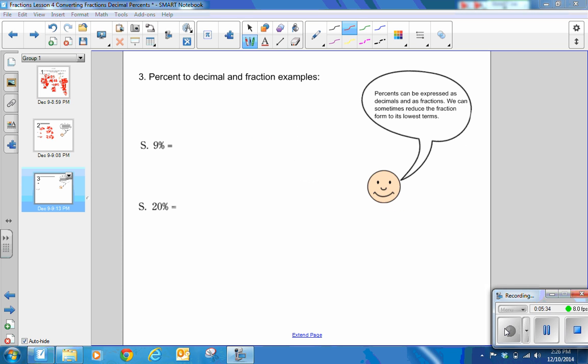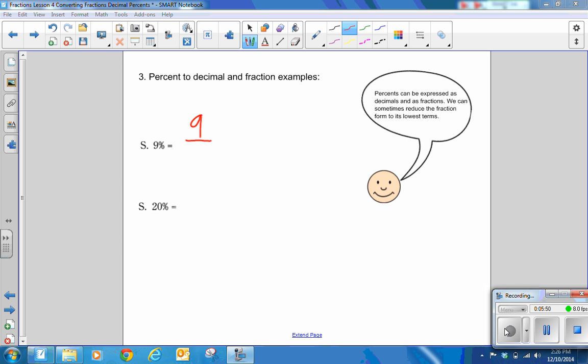Now, we can express percent as decimals and fractions. So, percent means per 100. So, if you look at the first example, you have 9%. All it means is 9 per 100. 9 hundredths. Now, how do I write 9 hundredths as a decimal? I have 0, and then I don't have any tenths. I have 9 hundredths, right?